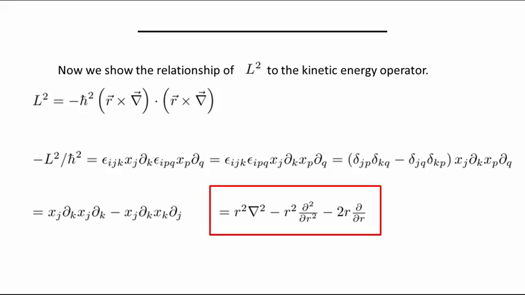There's very little point in trying to follow a fast-paced derivation there, but starting from this, you should be able to derive this identity, which shows that the angular momentum is linked up to the kinetic energy in a rather profound way.